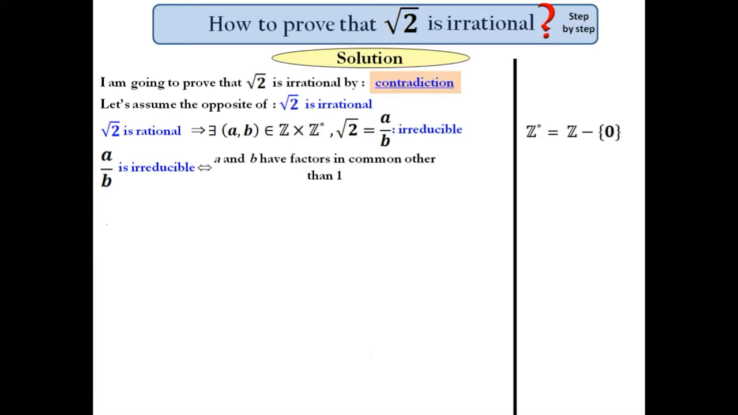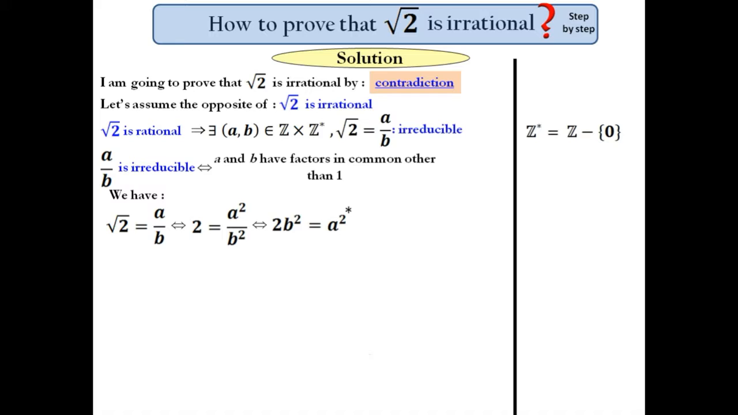We have the square root of 2 is equal to a over b. Let's square both sides of the equation. If you square the principal root of 2, you are going to get 2, and that's going to be equal to a squared over b squared, and we can multiply both sides of this by b squared, and so we get 2 times b squared is equal to a squared.